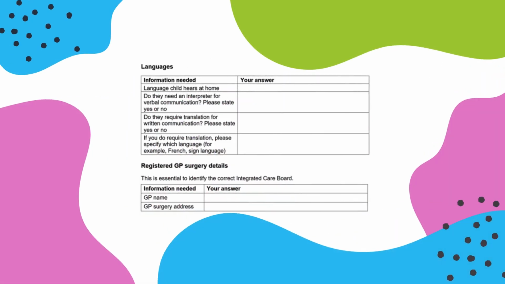The next sections of the form are about the language the child hears at home and whether the child needs an interpreter for verbal communication and/or written translation. If the answer is yes, the form then asks what language is required. The following section needs to state the child's GP surgery details.